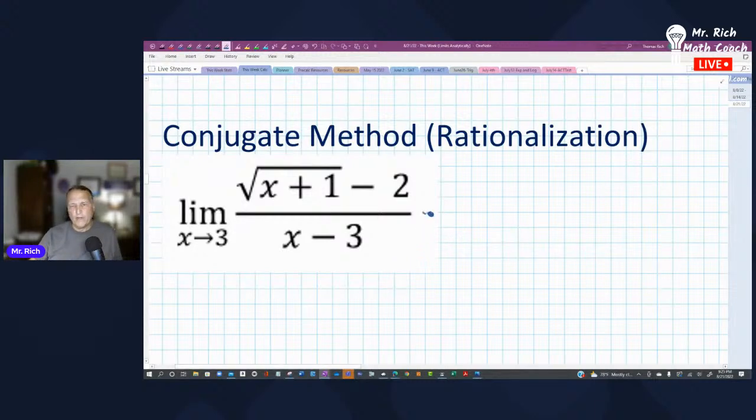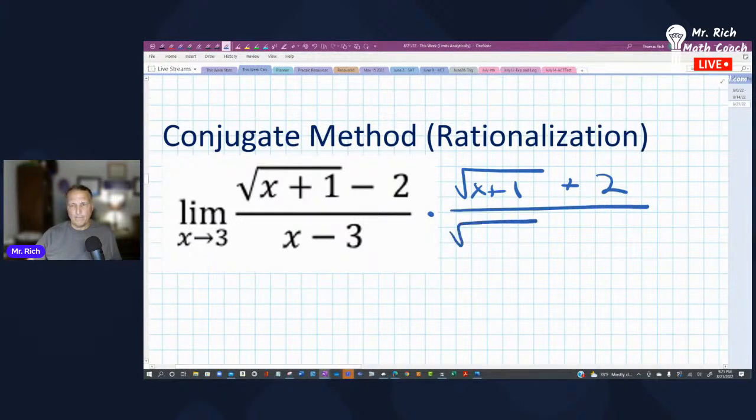But what I'm going to try to do here is multiply top and bottom of this function by the conjugate of the rational part, which is the top part. So the conjugate would be root x plus 1 plus 2. And if I do that on the top, I need to multiply the bottom by that same binomial, because I don't want to change this function. Basically, if I'm multiplying by this fraction here, I'm multiplying by 1.